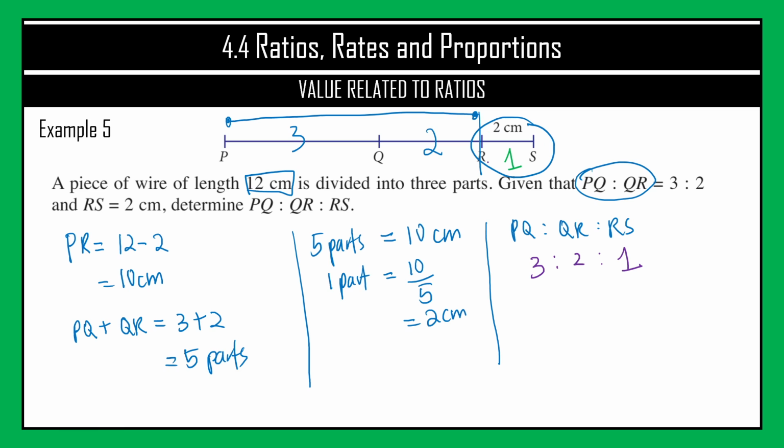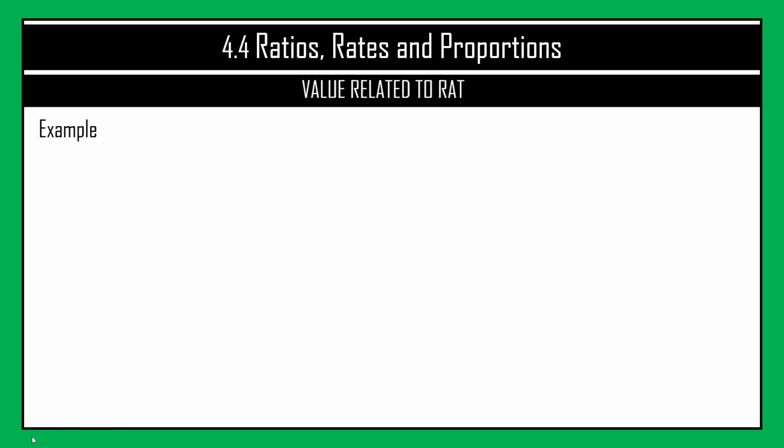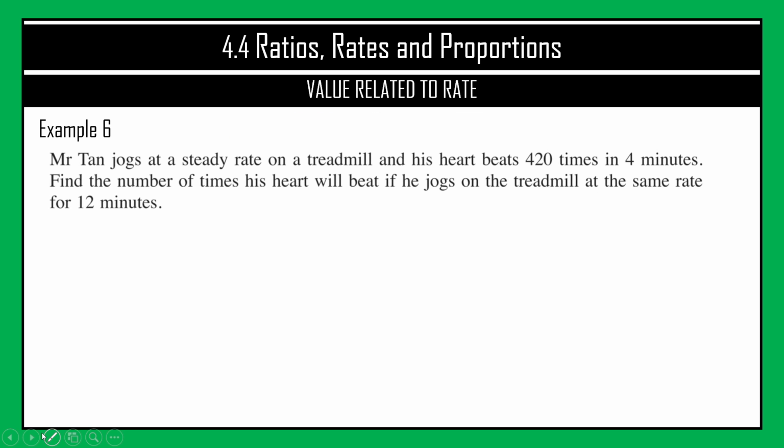Now let's see how ratio relates with rate. There's a question here. Mr. Tan jogs at a steady rate on the treadmill, and his heartbeat is 420 times in 4 minutes. Find the number of times his heart will beat if he jogs on the treadmill at the same rate for 12 minutes.